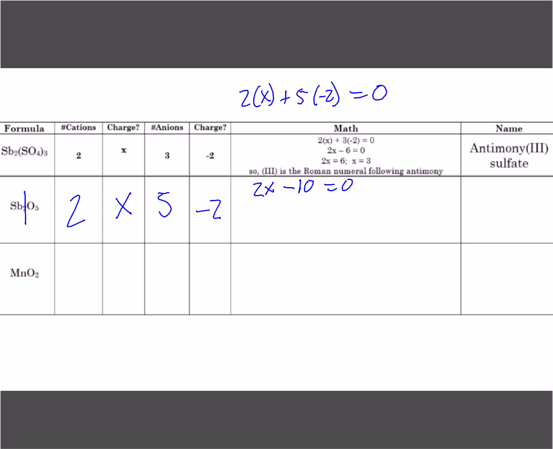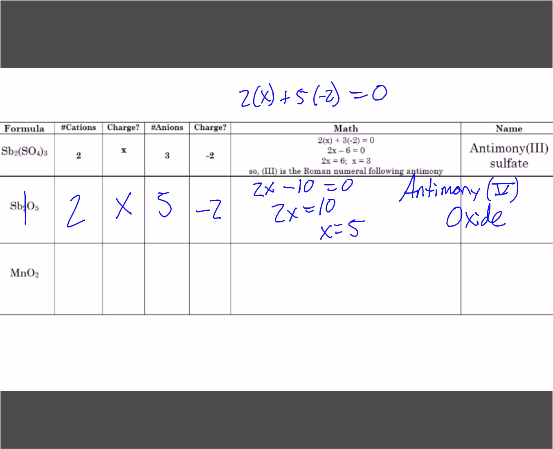What's the first thing I've got to do to get x by itself? Add 10. So we get 2x equals 10. What is x going to equal? 5. So the name of this compound would be what? Antimony 5 oxide. Absolutely.